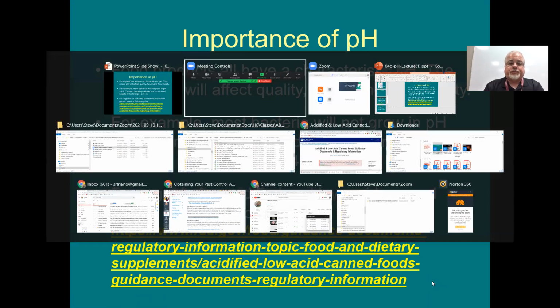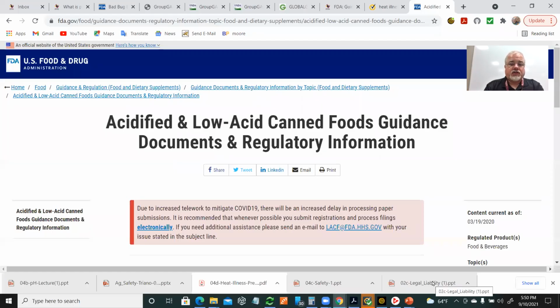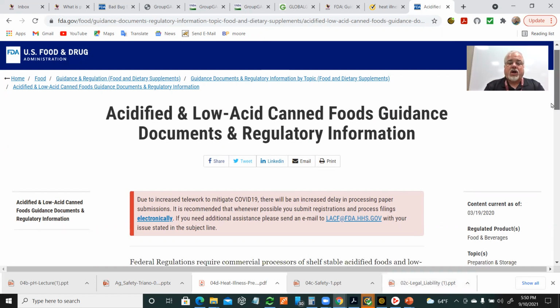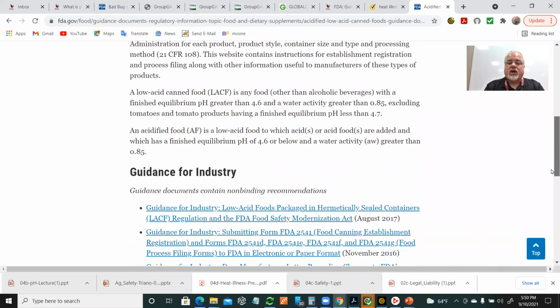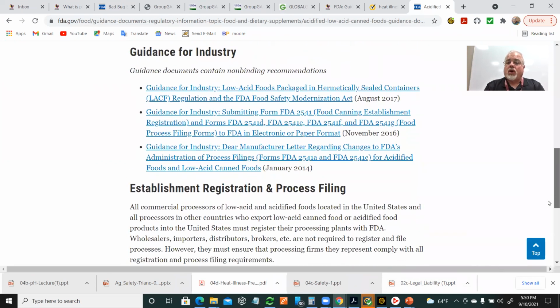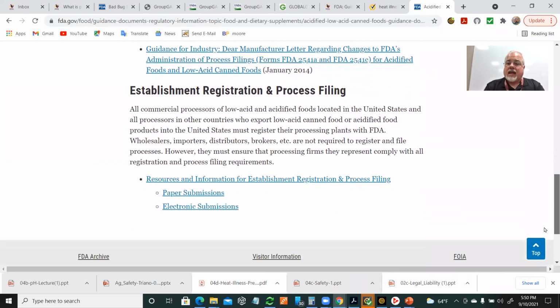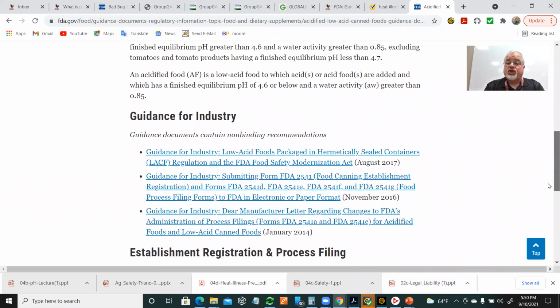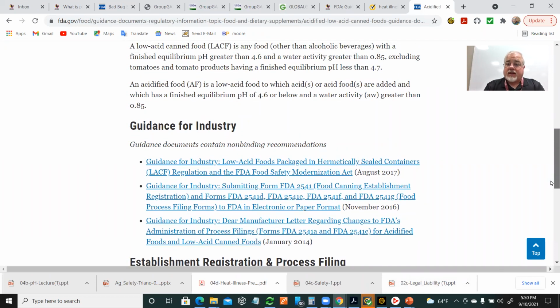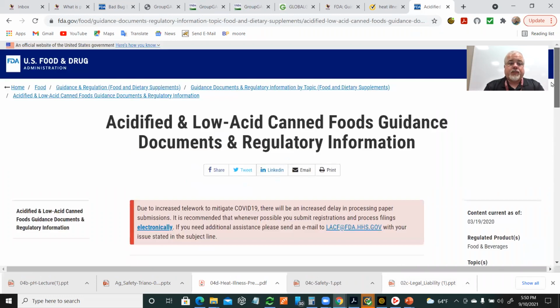And so the link to that, acidified and low acid canned foods, guidance documents, and regulatory information, just to give you one example of how there are regulations, how there are guidelines for producing canned goods or producing food in general related to pH requirements. And there are lots of guidelines, and there's some other things.